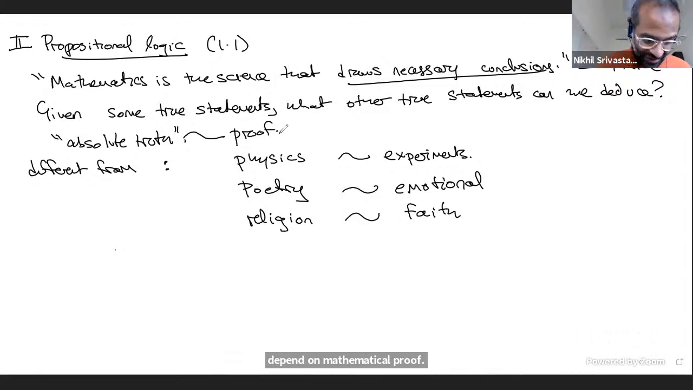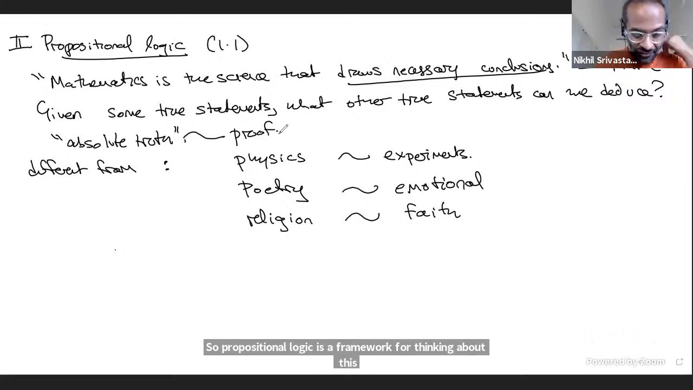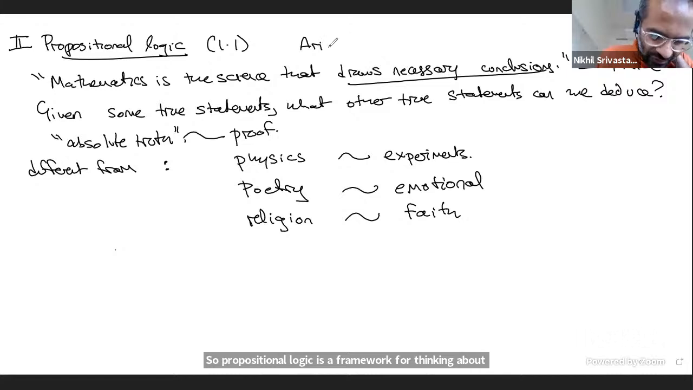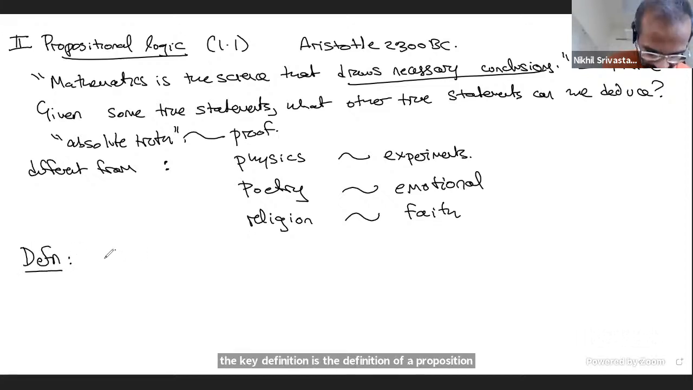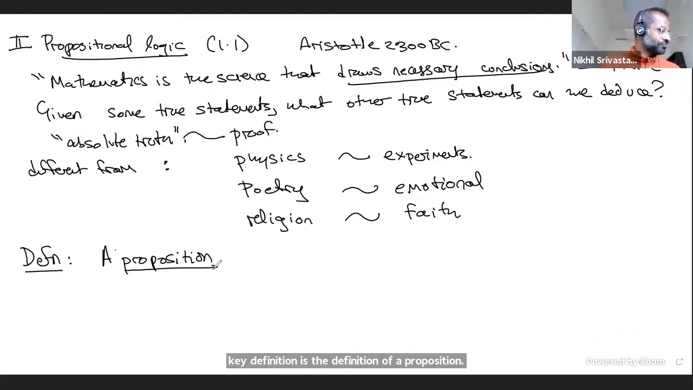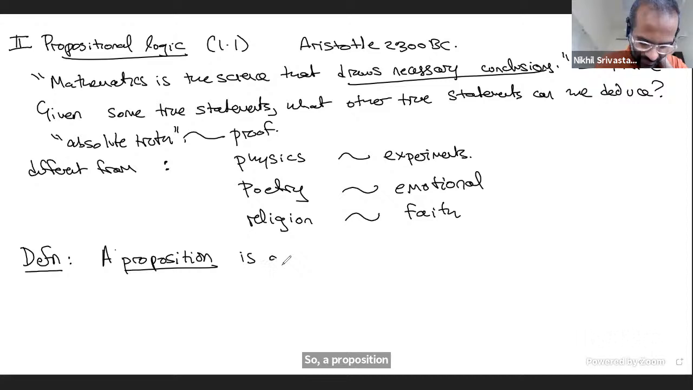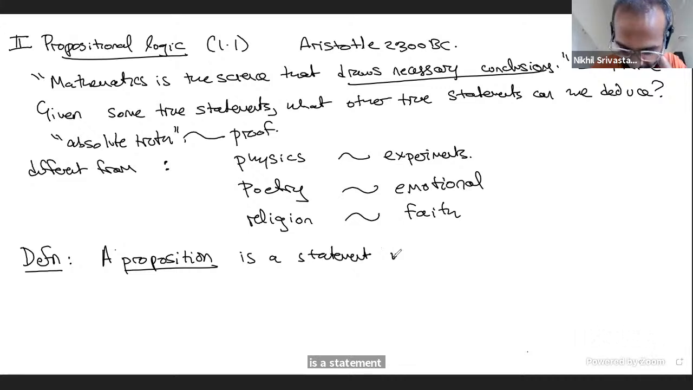And so propositional logic is a framework for thinking about this idea of necessary conclusions that was invented by Aristotle, or at least recorded by Aristotle in, I guess, 2300 BC. Let me begin by telling you what this is. The key definition is the definition of a proposition. A proposition is a statement which is either true or false.